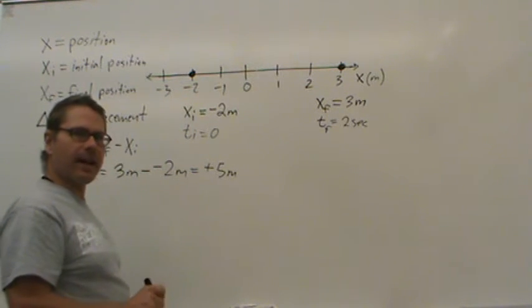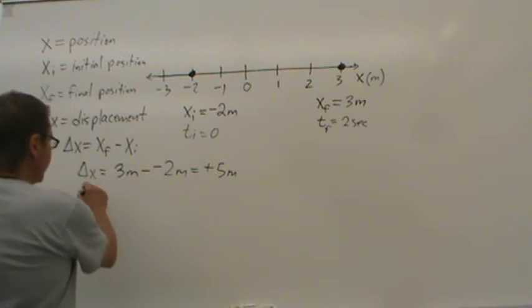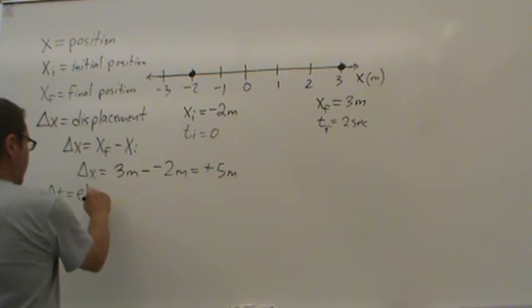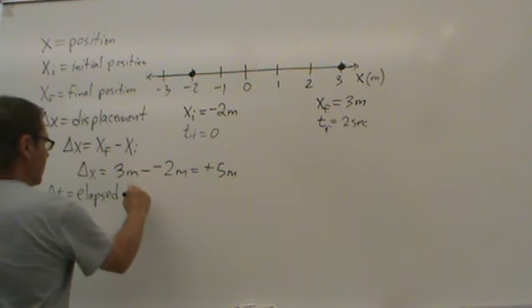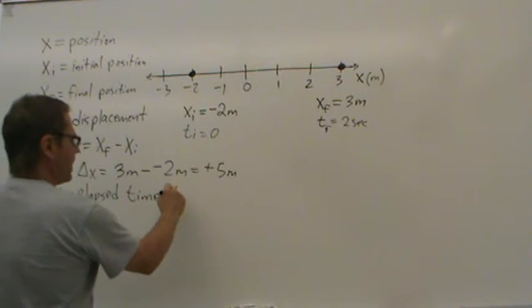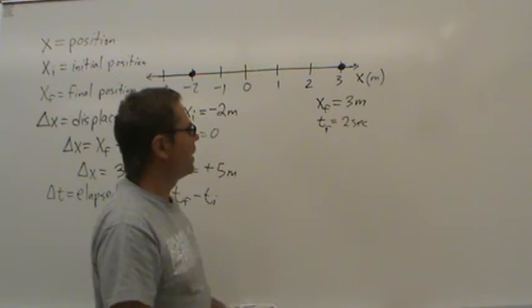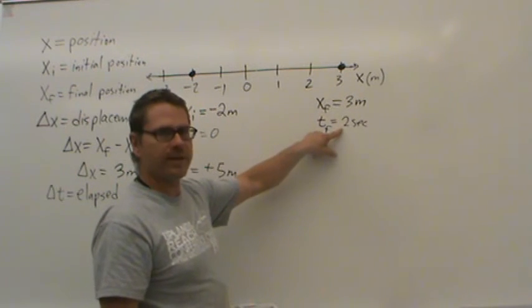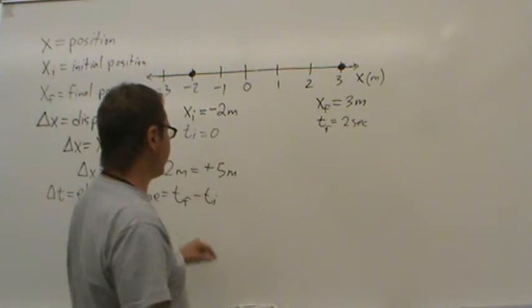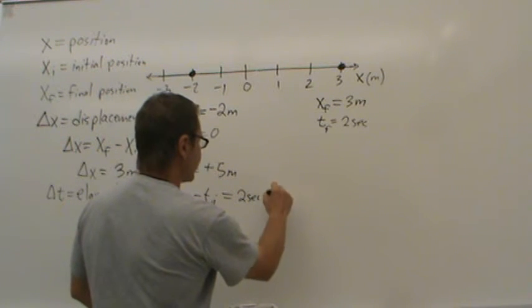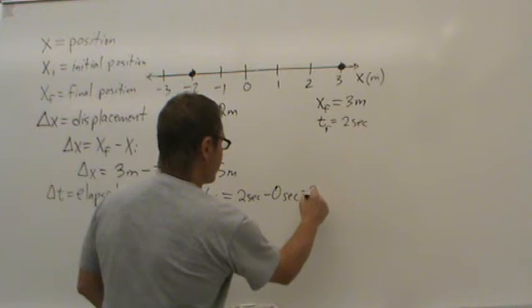The elapsed time will be given by the symbol delta t. And delta t will be the difference between the final time and the initial time. xf occurred at t equals 2 seconds. xi occurred at t equals 0 seconds. So delta t is 2 seconds minus 0 seconds, or 2 seconds.